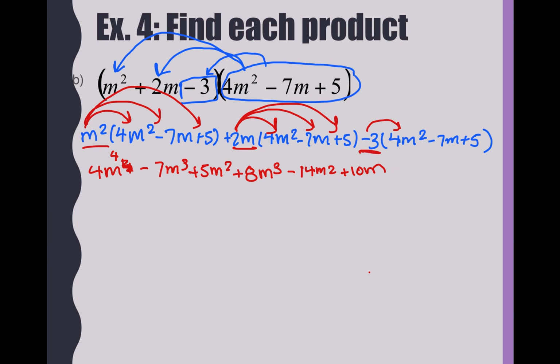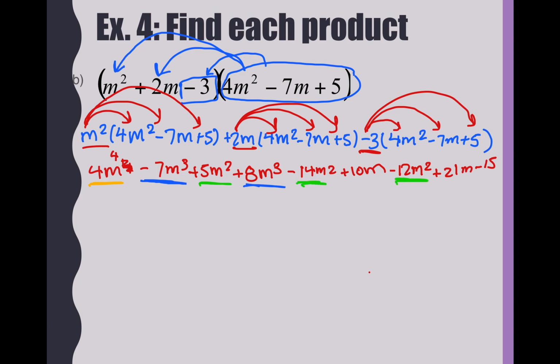Negative 3 times 4m squared is minus 12m squared. Negative 3 times negative 7 is a plus 21m, because negative times negative is positive. And negative 3 times 5 is negative 15. Now combining like terms, here's my m to the fourth term. My m cubes here, here, and those are my only two. My m squareds are right here, and right here, and right here. My m's right here, and then finally just my constants right here.